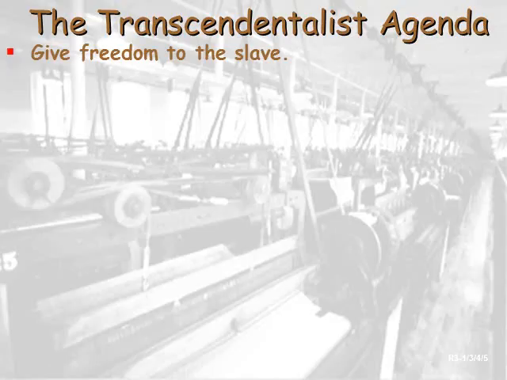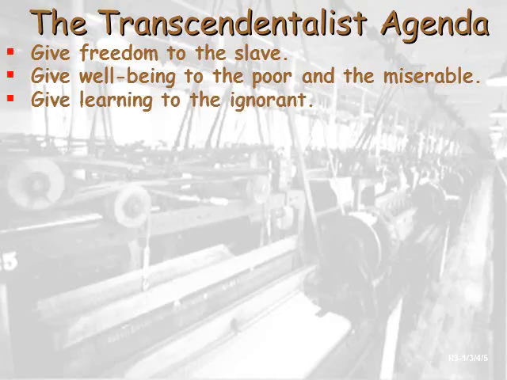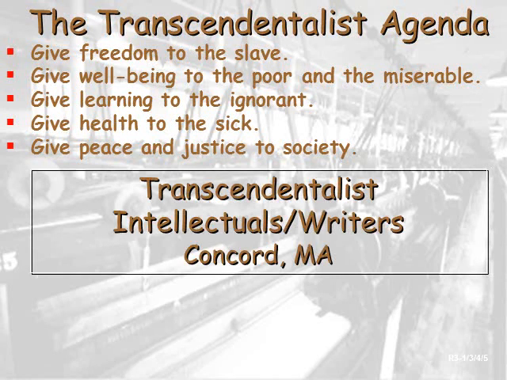Okay, so the transcendentalist agenda then: free the slaves, help the poor. Educational reform was a reform focus of transcendentalists. They wanted to give learning to the ignorant, help the sick, right? Peace and justice to society. Because to transcendentalists, these were all natural rights. So transcendentalists wanted to restore natural rights to all of mankind, men and women, black and white, social classes. Although, to be fair, transcendentalists were always from the upper class.